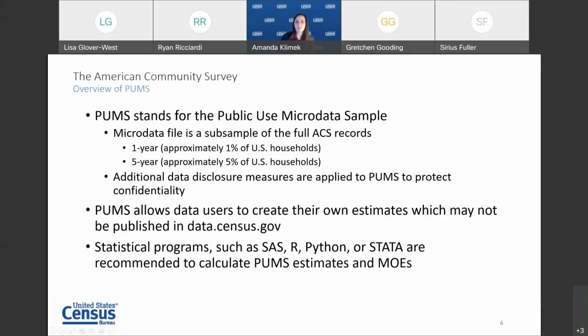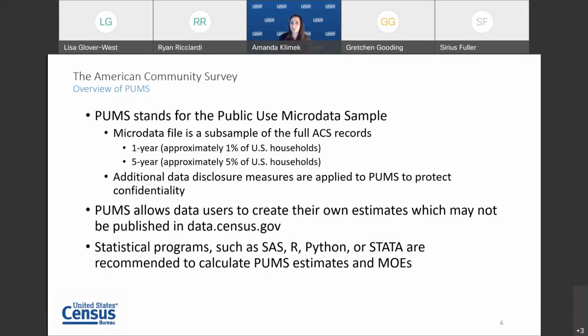Now it's time to get into the basics of the Public Use Microdata Sample, or PUMS. ACS data products are released about 1 year after the data are collected. The PUMS is a publicly available subsample of ACS records. The planned release date for the 2016 to 2020 ACS 5-year PUMS is March 31st, 2022.